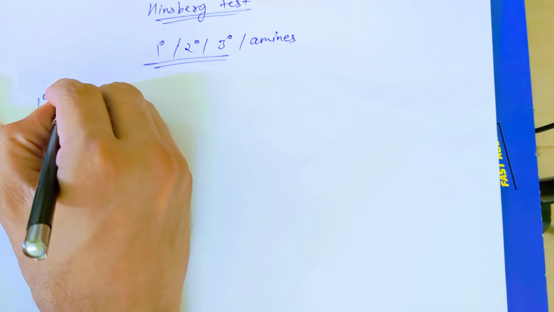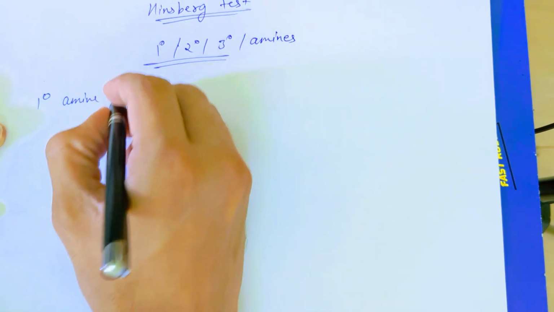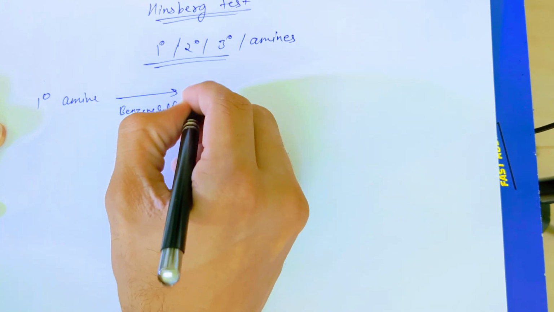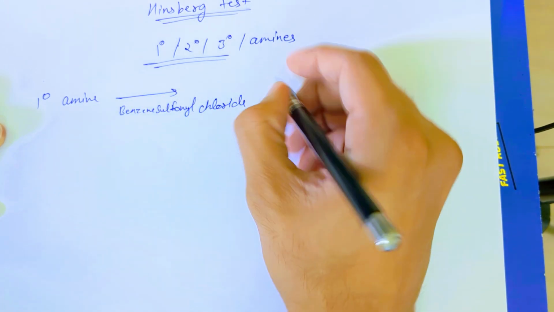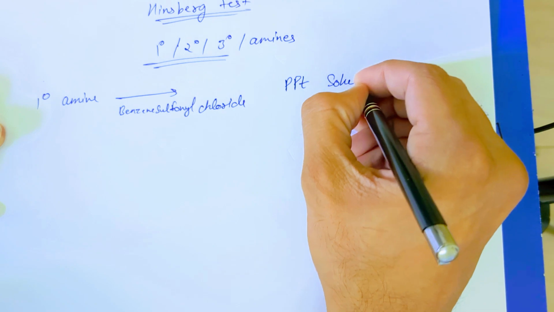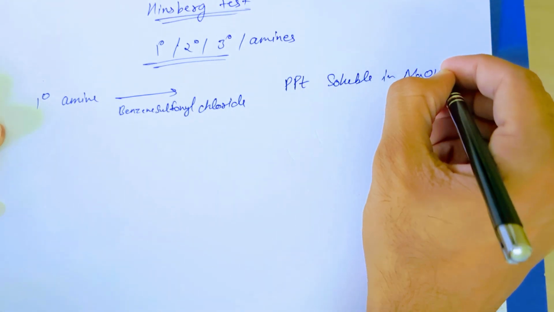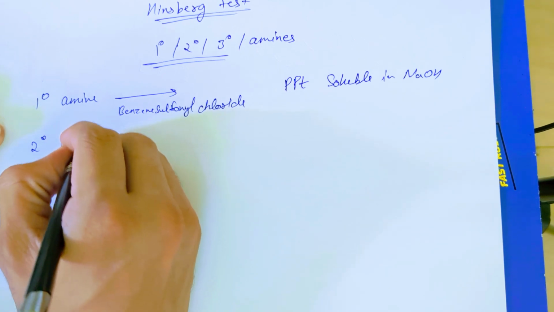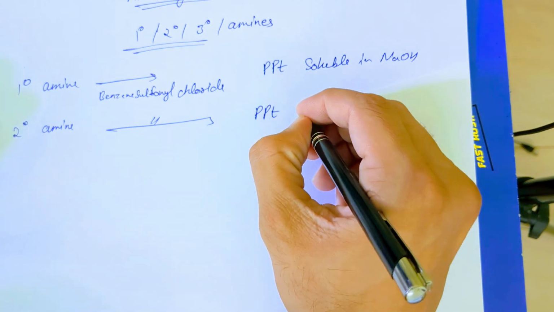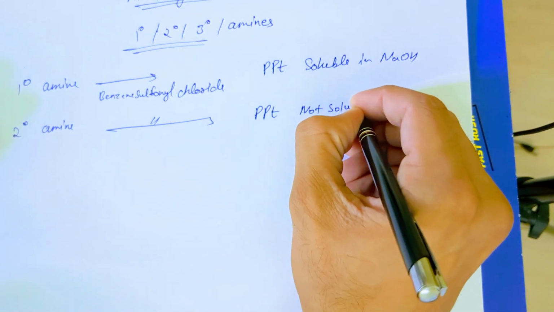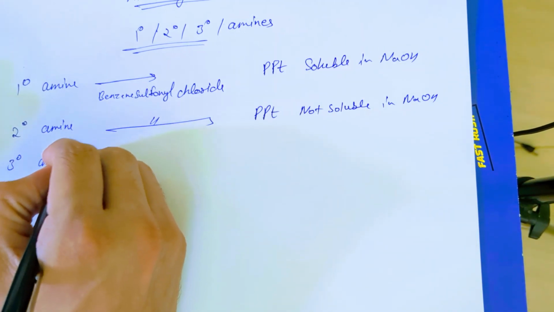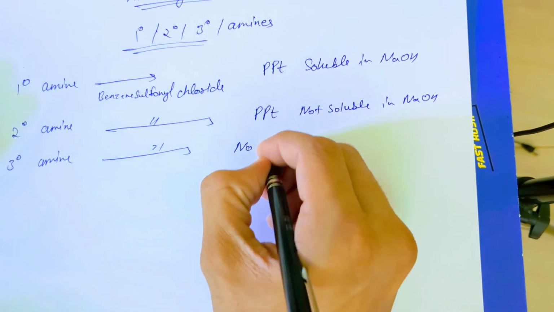If there is a primary amine, then when we use benzene sulfonyl chloride, there is a precipitate formation, which is soluble in sodium hydroxide. And if there is secondary amine, again with this reagent, Hinsberg reagent, a precipitate formation occurs, but it is not soluble in sodium hydroxide. And if there is tertiary amine and we use Hinsberg reagent, then there is no precipitate formation.